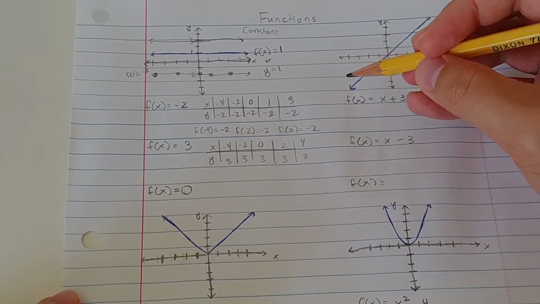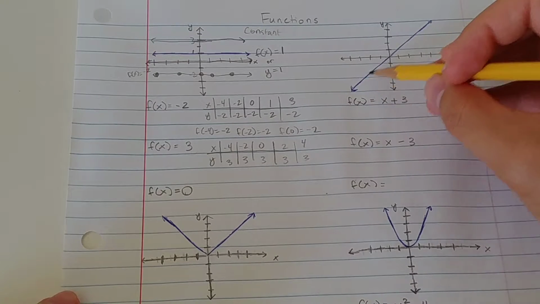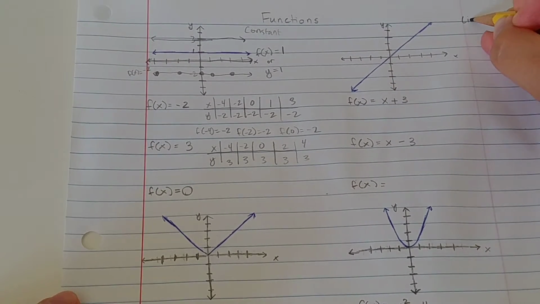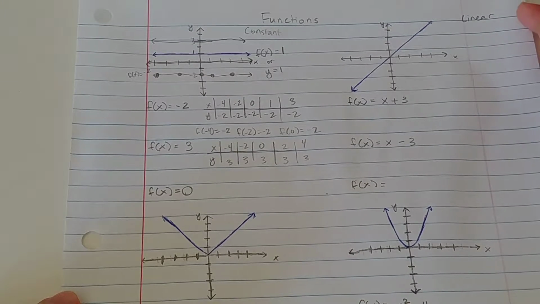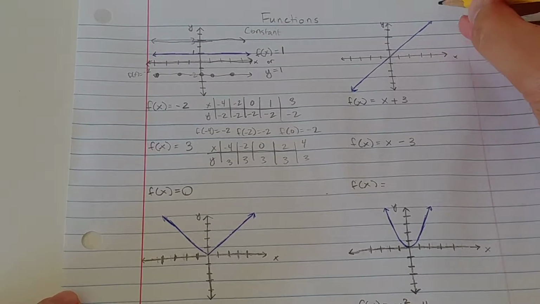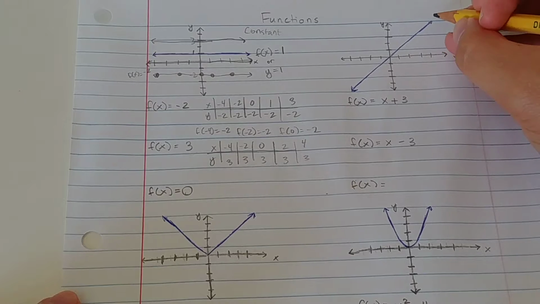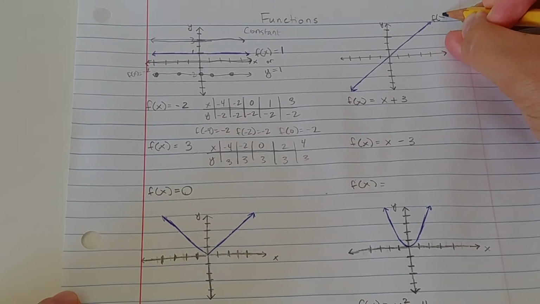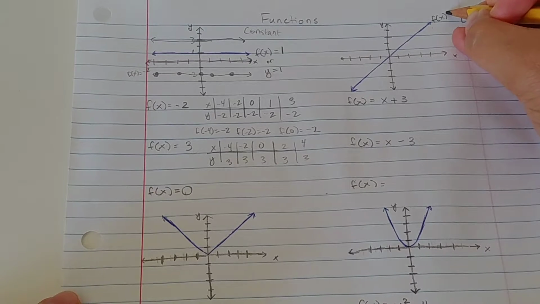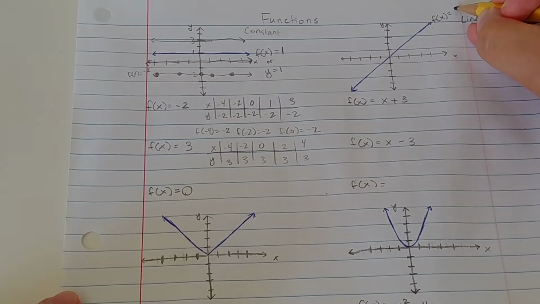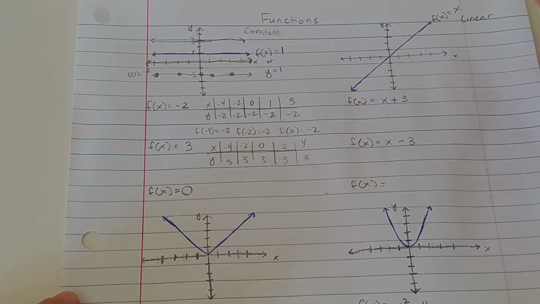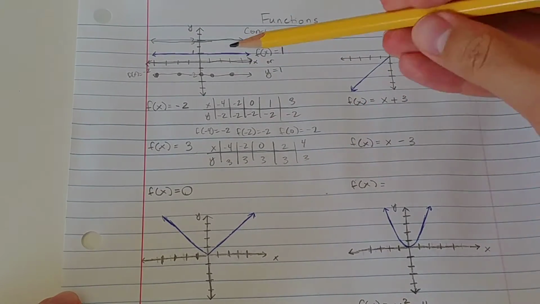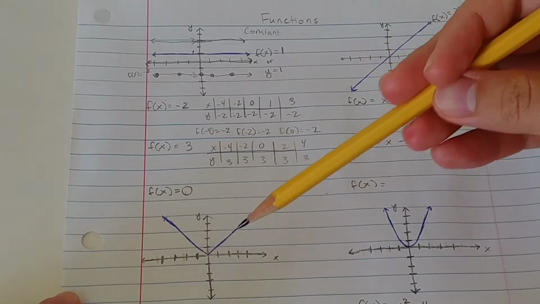So that's a constant. Now let's look at this one. If you have a diagonal line, this is called a linear function. The function for this one is f of x equals x. Oh, I forgot to mention, these are the parent functions for these functions.